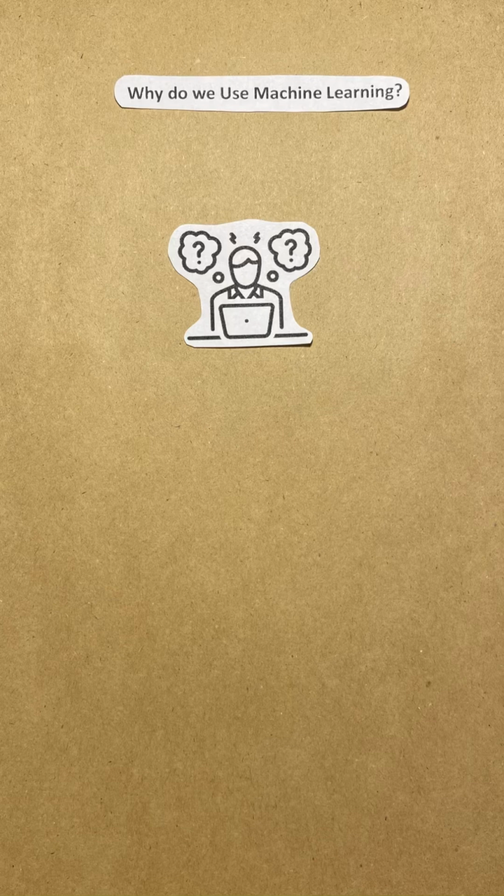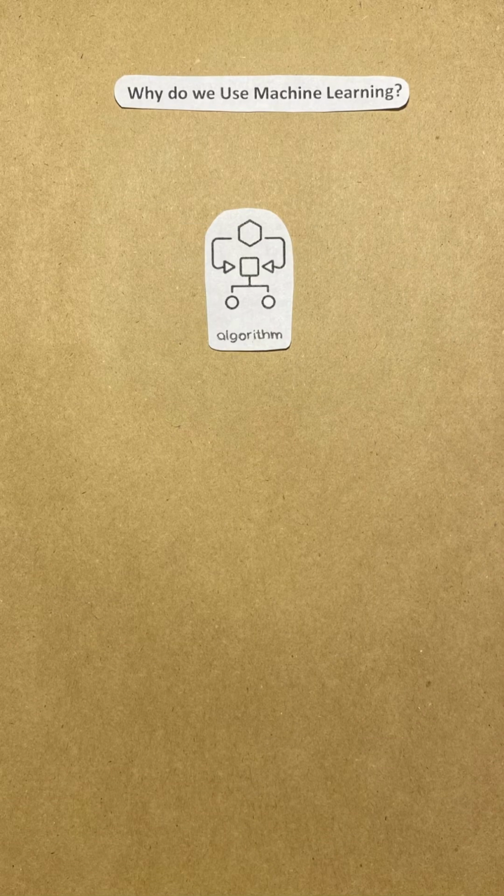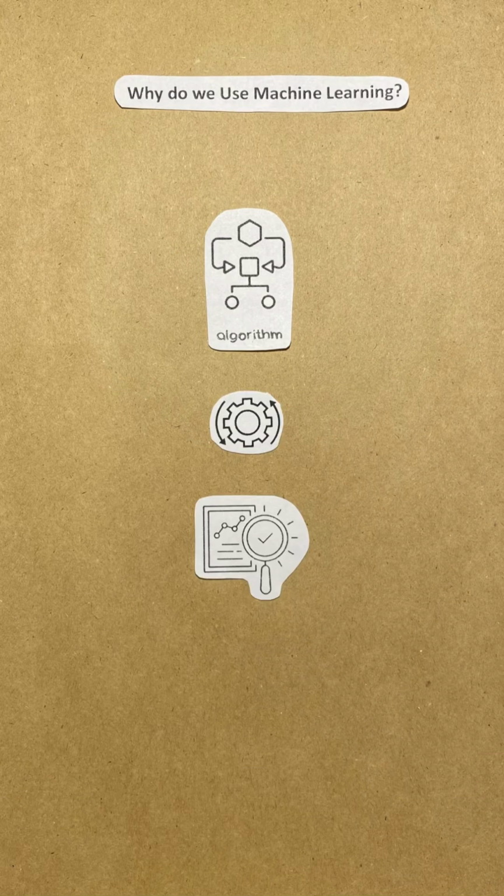So to sum up, machine learning can replace long and complicated rules with one simple algorithm. It can find solutions where traditional programming fails. Also, it can adapt to new data automatically and helps us understand complex problems and large amounts of data.